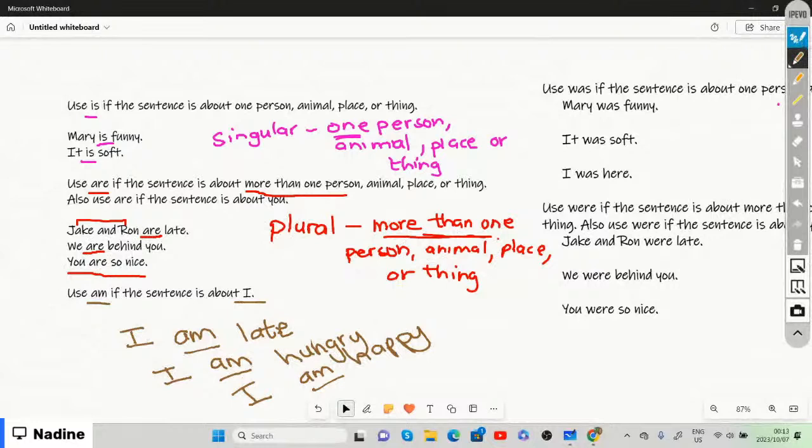So we use am if the sentence is about I, right? Then we say, I am late, for example. I am hungry. I am happy. You don't say things like I is late, I is hungry, I is happy. That is not correct. I am late, right? And that is the proper and correct way to use that sentence. All right.